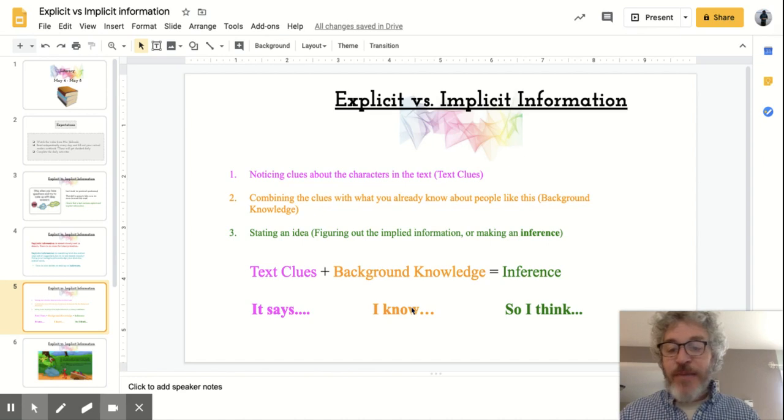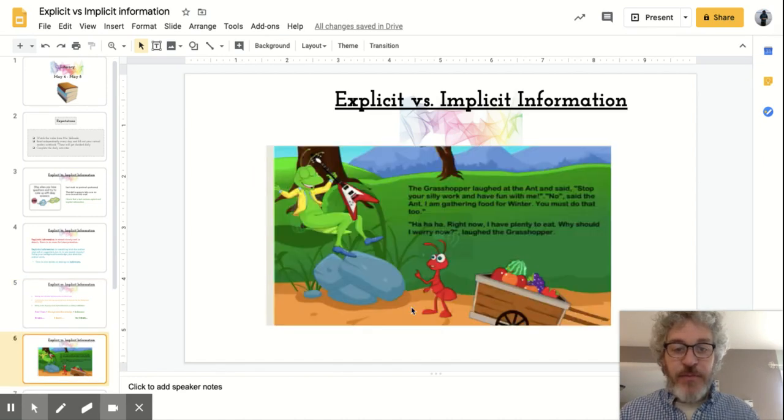And let's do an example from an actual text. Okay, so in this text here, we're going to read about the grasshopper and the ant.